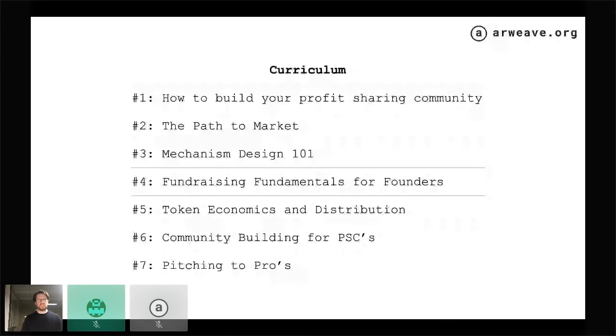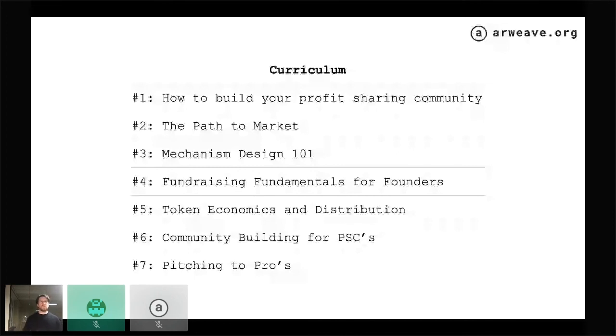Sam will then be touching upon Mechanism Design 101. This is a session that you probably will not want to miss. He will teach you how to model economic incentives in order to persuade self-interested people to pursue useful behaviors for whatever it is that you are trying to achieve. And so this is a very popular session that we will be having as well.